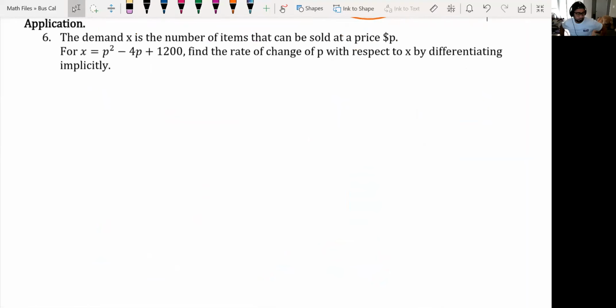Last one. An application. The demand X is the number of items that can be sold at price P. For X equals P squared minus 4P plus 1200, find the rate of change of P with respect to X by differentiating implicitly. So this just says, take the derivative with respect to X, meaning do everything we've been doing today. That's it.